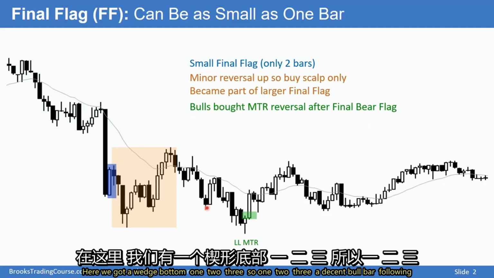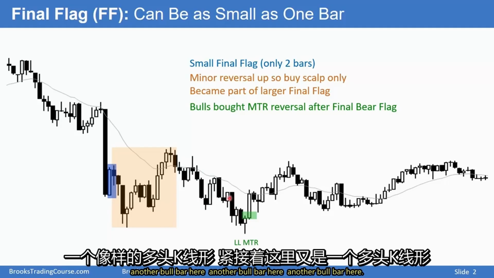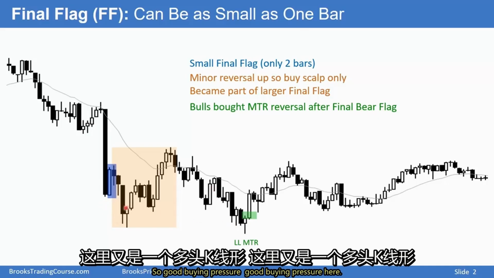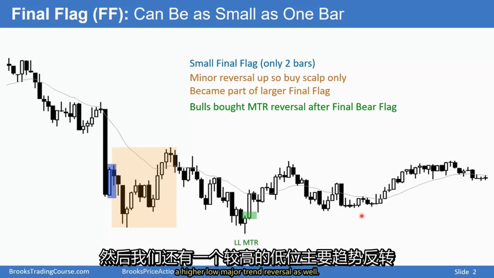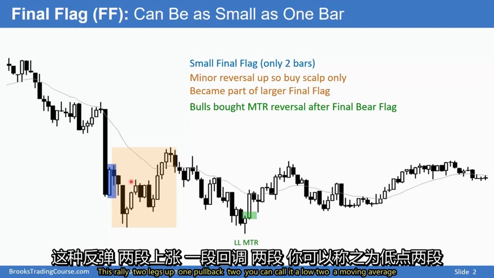Here we got a wedge bottom, 1, 2, 3. A decent bull bar, following another bull bar here, another bull bar here, another bull bar here. So good buying pressure here. I think this is a pretty good looking lower low major trend reversal. And then we have a higher low major trend reversal as well. This rally, 2 legs up, 1 pullback, 2. You can call it a low 2.